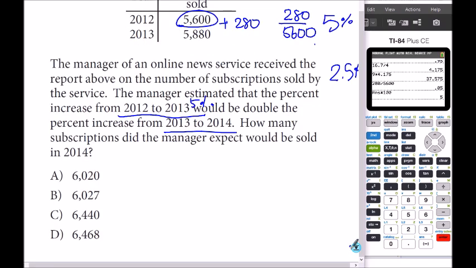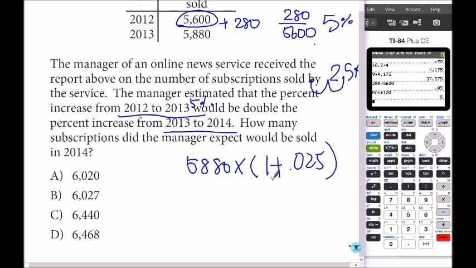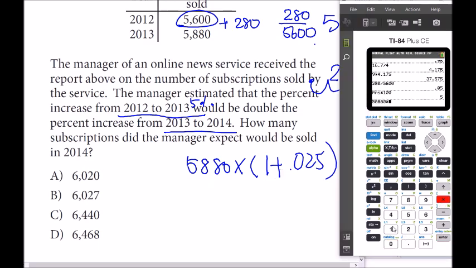So 2013 is that. So 5880. What are you multiplying? 1 plus 0.025, right? Because 2.5% means it's 0.025. Add to 1 because it's increasing from 100% of it. So it's 5880 times 1.025. I put an extra 8 there. So it's 6027.